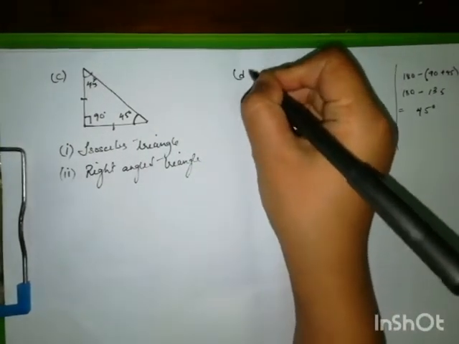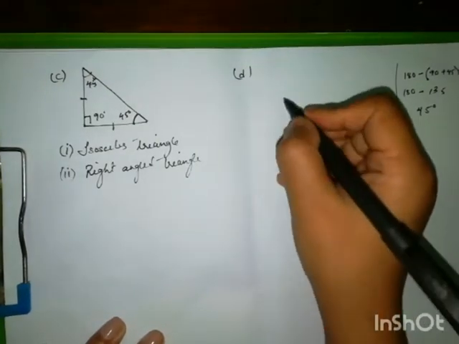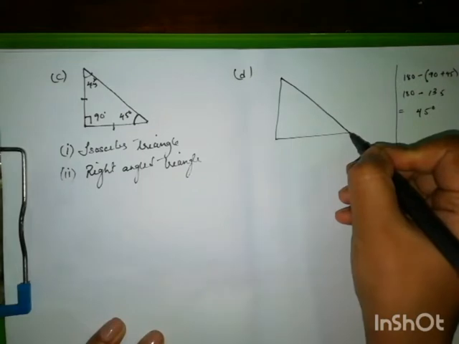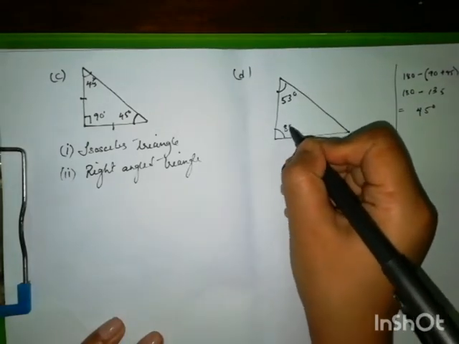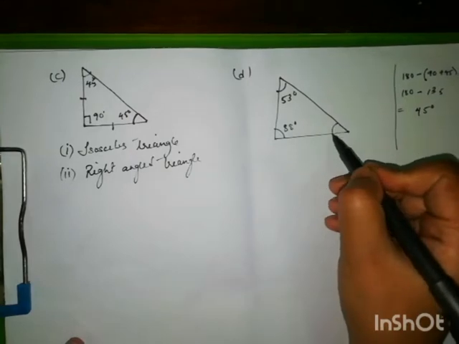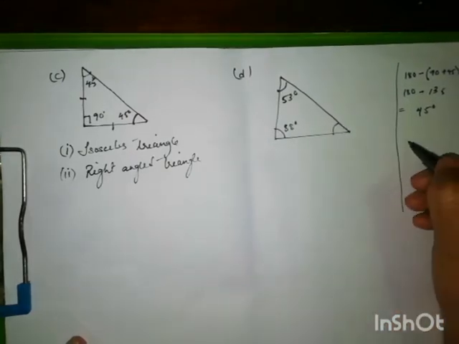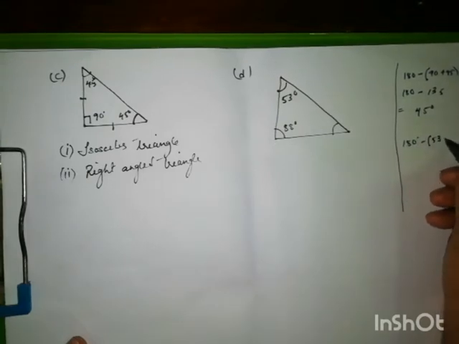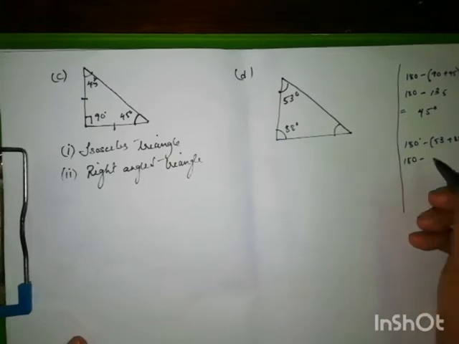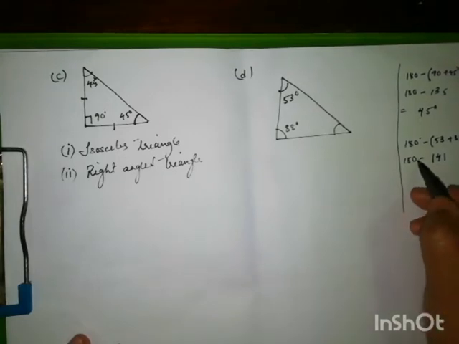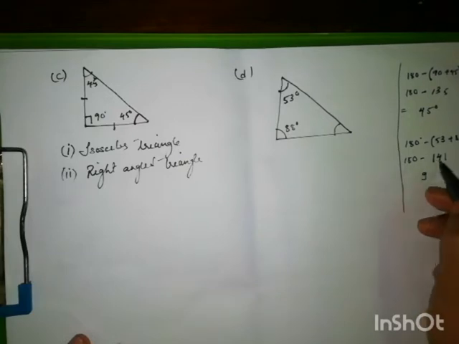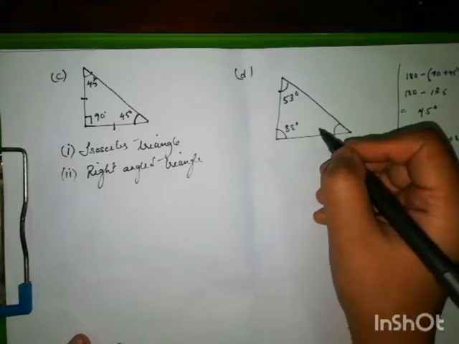Now, sub number d. Here we have a triangle. One of the angles measures 53 degrees, this one is 88 degrees. The sum of the angles should be 180. 180 minus 53 plus 88. 180 minus 141. 10 minus 1 is 9, 7 minus 4 is 3. 39 degrees.